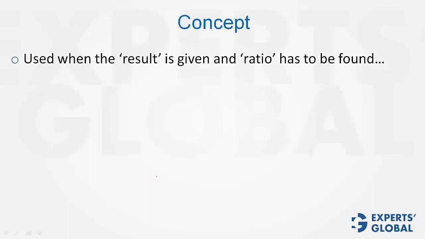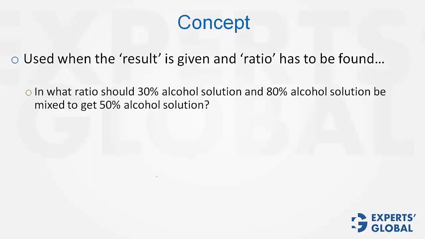In this case, it is a bit different. Reverse the question. The question is that in what ratio should 30% alcohol solution and 80% alcohol solution be mixed to get 50% alcohol solution? So, see, the result is given. The result is 50% alcohol solution. And the two qualities are given, 30% and 80%. The ratio has to be determined. In such cases where the result is given and the ratio has to be determined, alligation ends up saving a lot of time. So let's delve deeper into the concept.